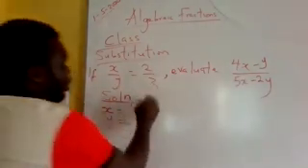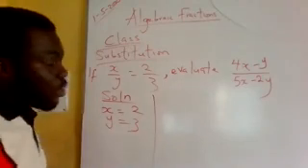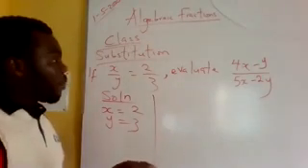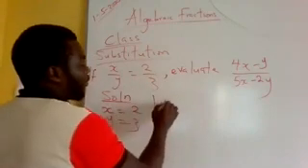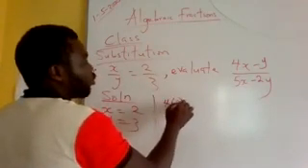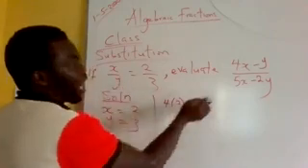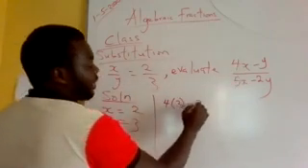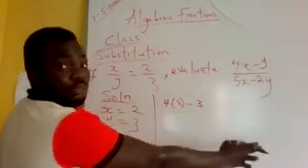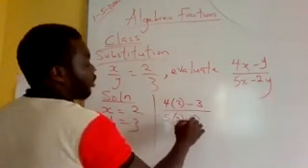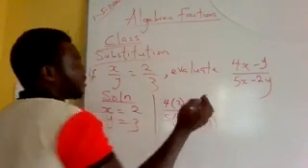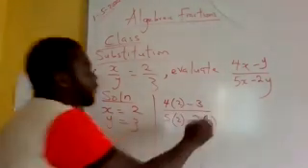Then I told you to evaluate this. What you will do is substitute. Where you see x, you replace it with 2. So that will be 4 open bracket 2 minus, where you see y, you replace it with 3, all over 5 open bracket 2 minus 2 open bracket 3. So what do we do from here?